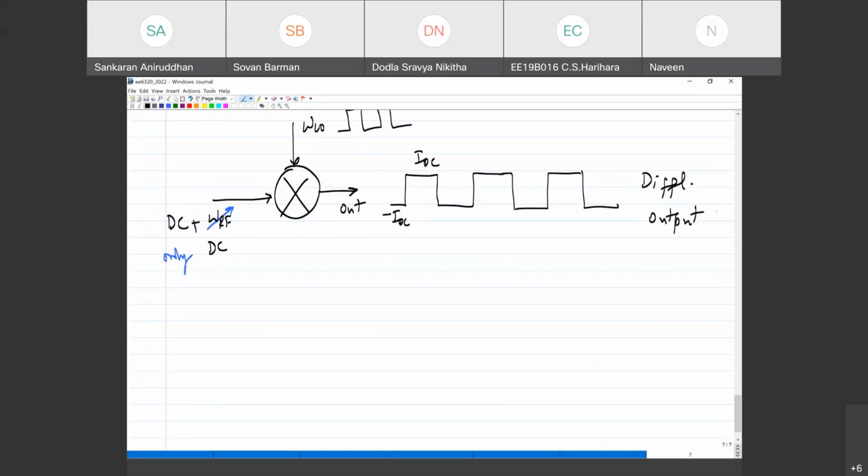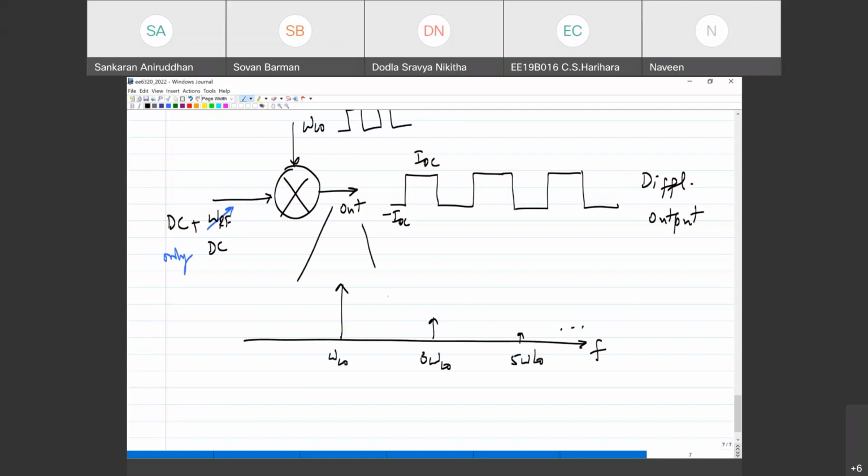So if you look at this here, if you look at the frequency components, of course, as you pointed out, I'll basically get omega LO, 3 omega LO, 5 omega LO, etc. Correct? This is what I'll get at the output. Is this okay? Yes, sir.